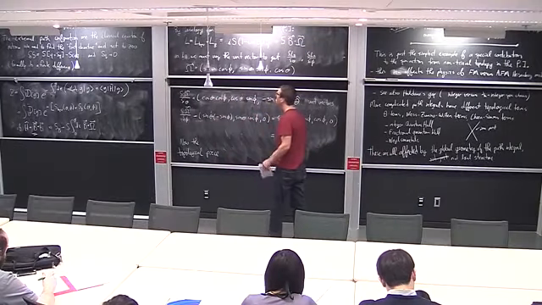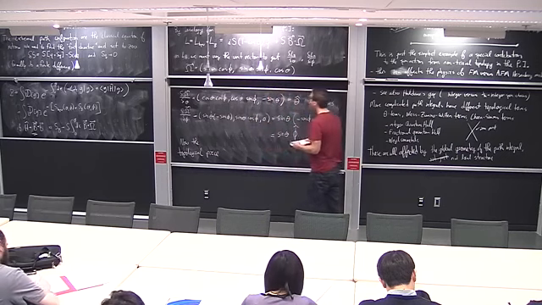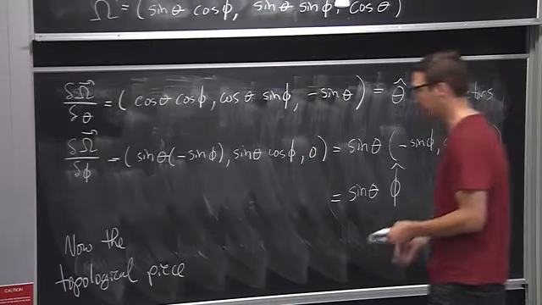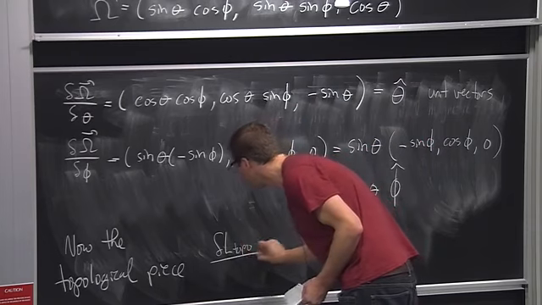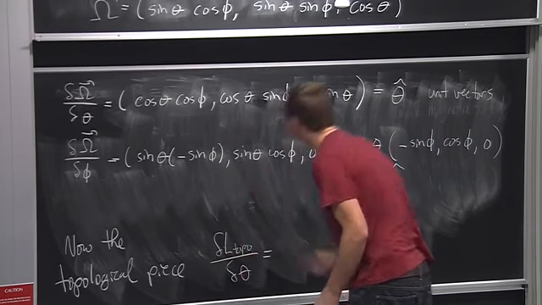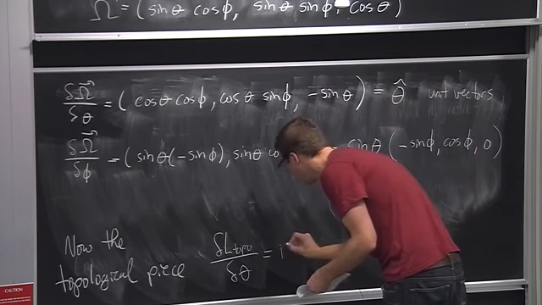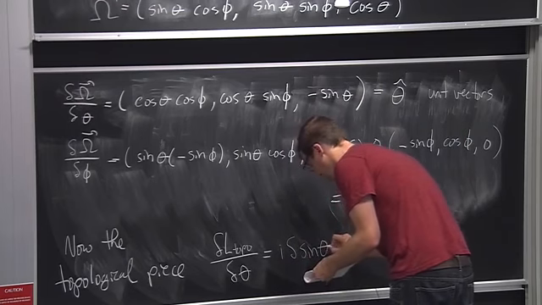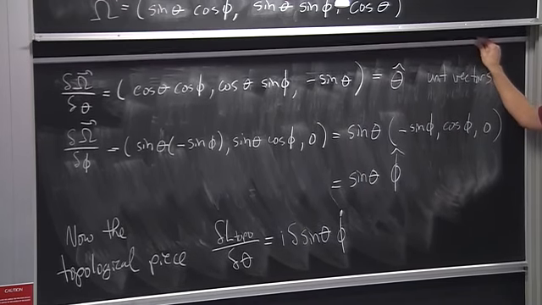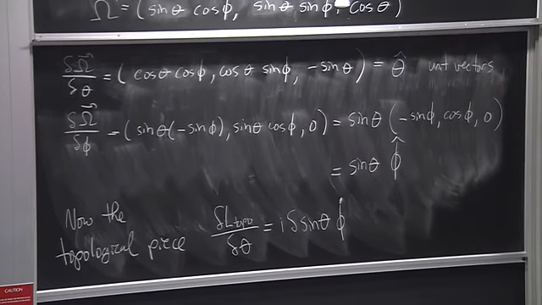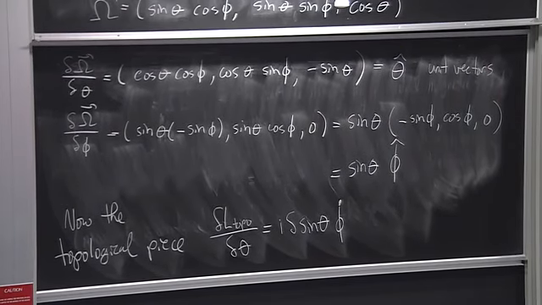Again, we have two partial derivatives for this topological term. So let me take the theta one first, because it's easy. What am I calling this? L topo, maybe? Theta. Good. Okay, so the theta one's easy. So to get the phi one, let's just use multiple applications of the chain rule until it makes sense.